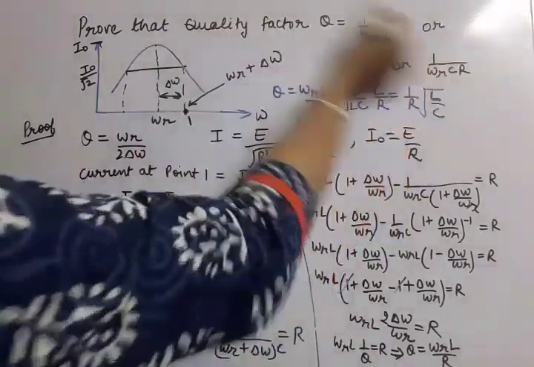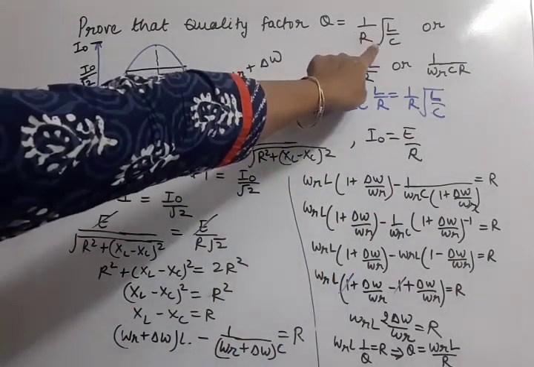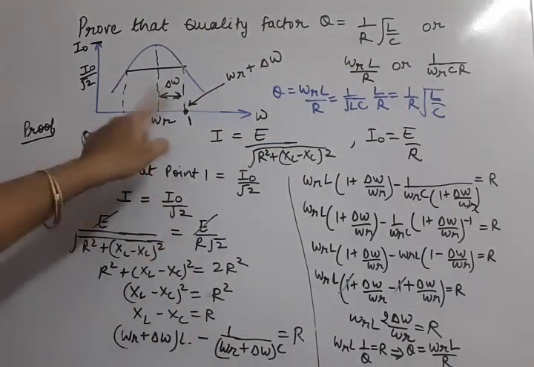So if any of these derivations is asked, we have to prove quality factor equal to this, this or this. We have to do this solution, okay, with the help of the graph.